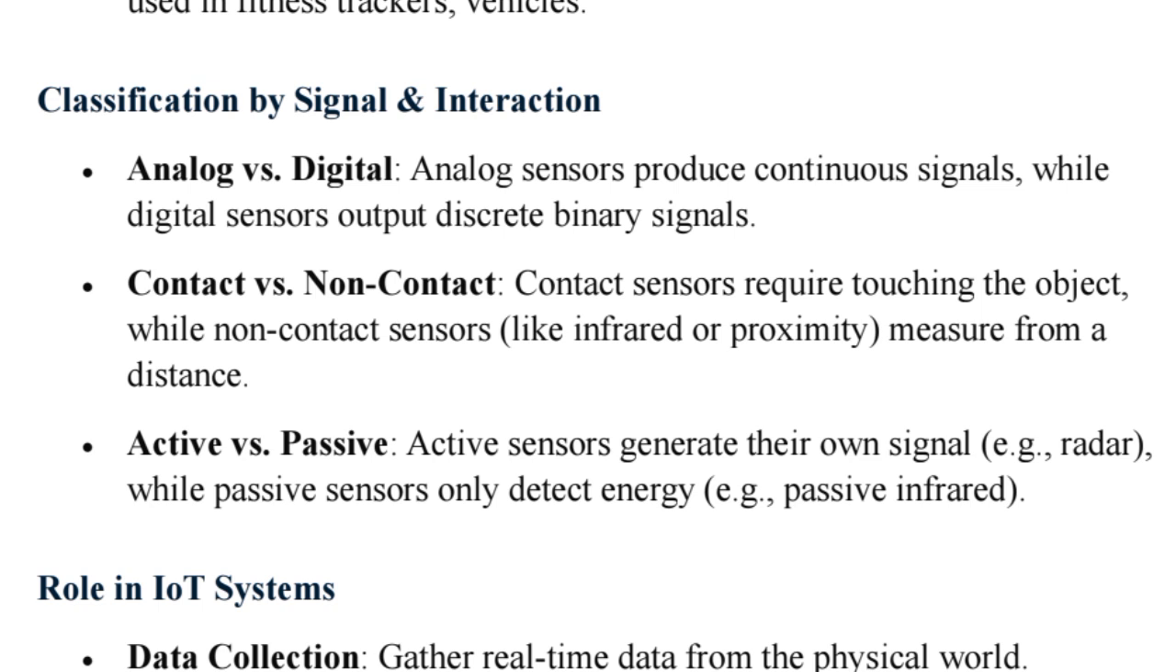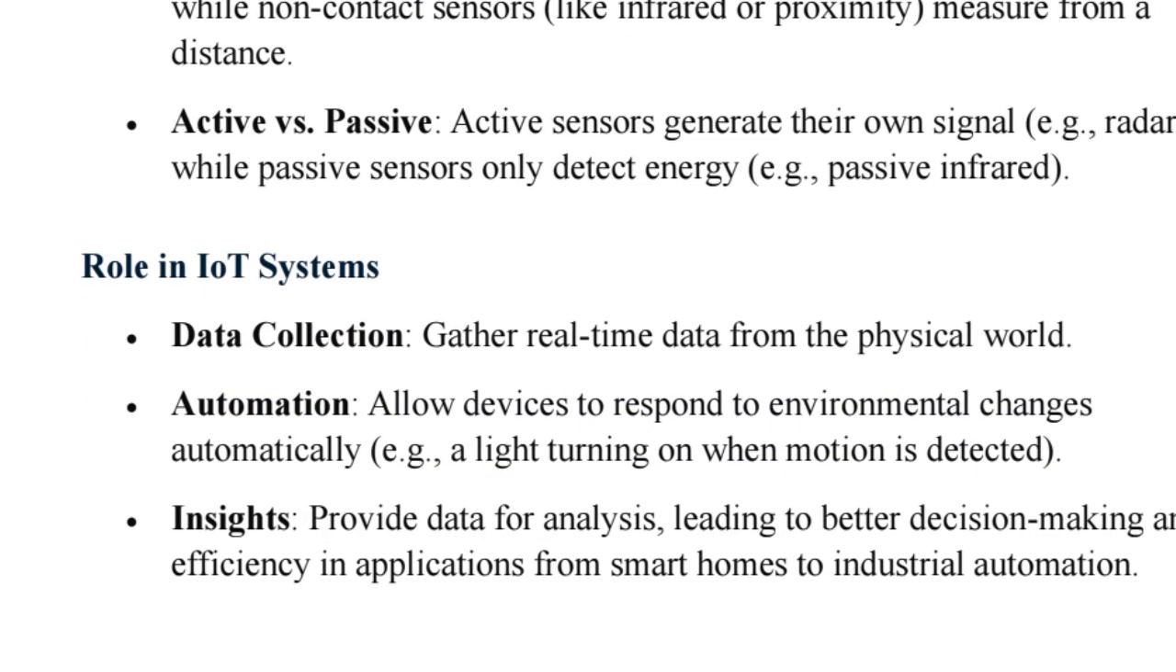The next one is contact and non-contact sensors. Where touching the object is required, we use a contact sensor. In our phone also we use this type of sensor for keyboard typing. Similarly, there are active and passive sensors. We are going to discuss this topic in detail in the next part.